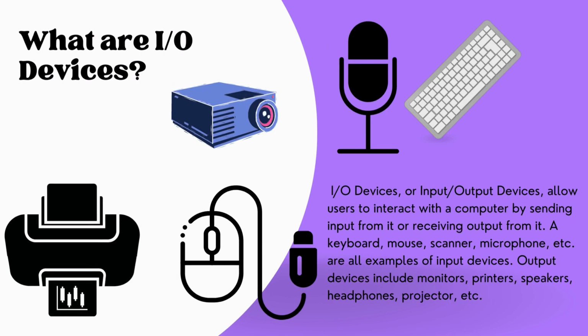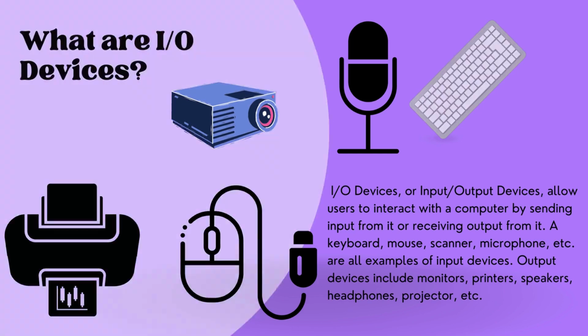So what are input-output devices or I/O devices? Input-output devices allow users to interact with the computer by sending input to it or receiving output from it. A keyboard, a mouse, a scanner, a microphone, and etc. are all examples of input. You put information in, it goes into the computer, and then you see it on the monitor as an output, or you see it on the printer. You hear it in the speaker or the headphones and see it on the projector.